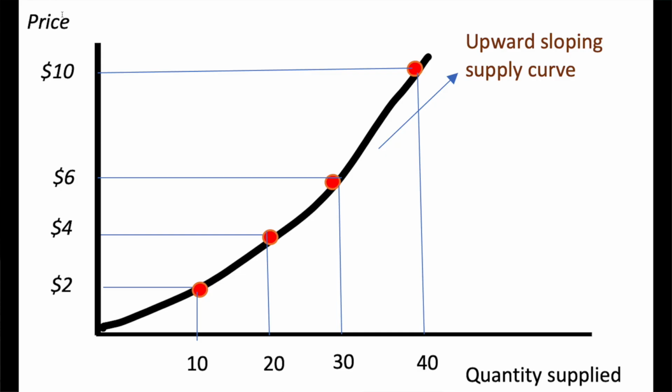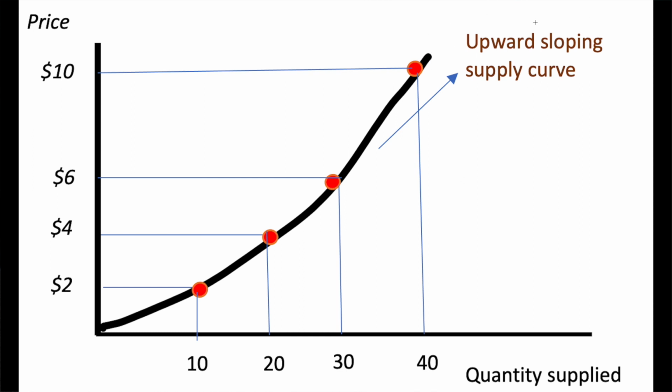Now let's look at the supply pattern. For a producer, if he gets a higher price for bread, he will be willing to make more bread and supply more of it. A higher price or reward encourages producers to supply more, and you can see this positive relation in this graph as an upward sloping supply curve.